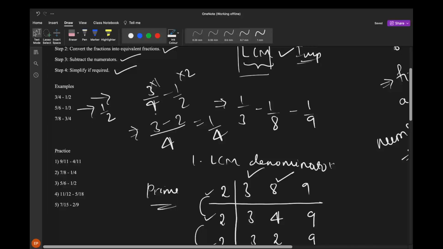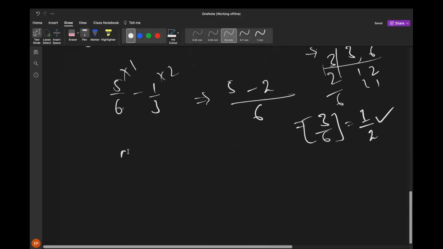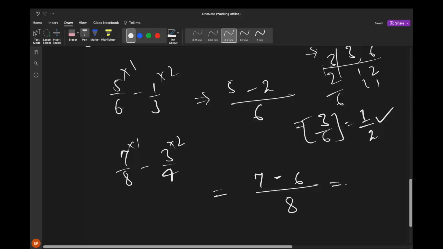What about 7 by 8 minus 3 by 4? 7 by 8 minus 3 by 4. The LCM will be 8. 4 twos are 8, 8 ones are 8. 7 ones, we will get 7, minus 3 twos are 6. 7 minus 6 is 1 by 8. Does it need simplification further? No, because the HCF is 1 only. So this is the simplified answer. So 1 by 8 is the final answer.